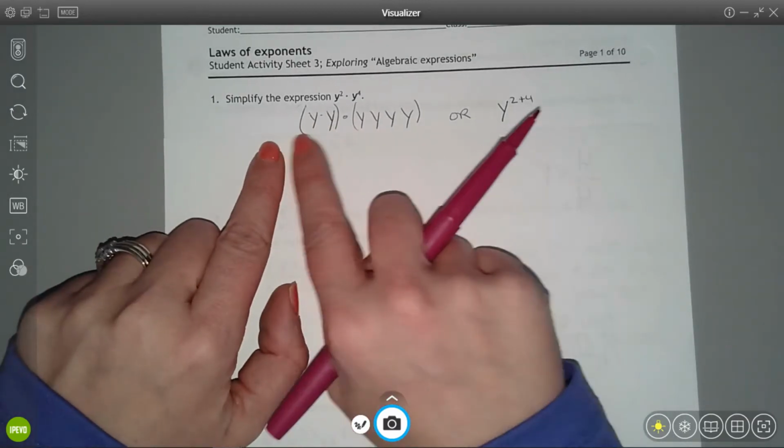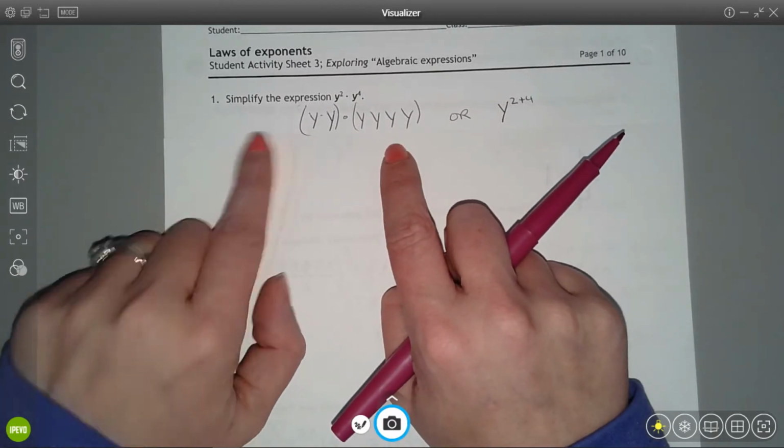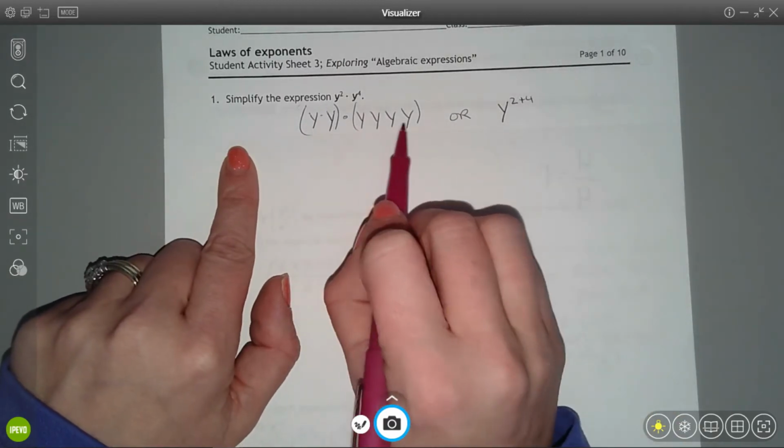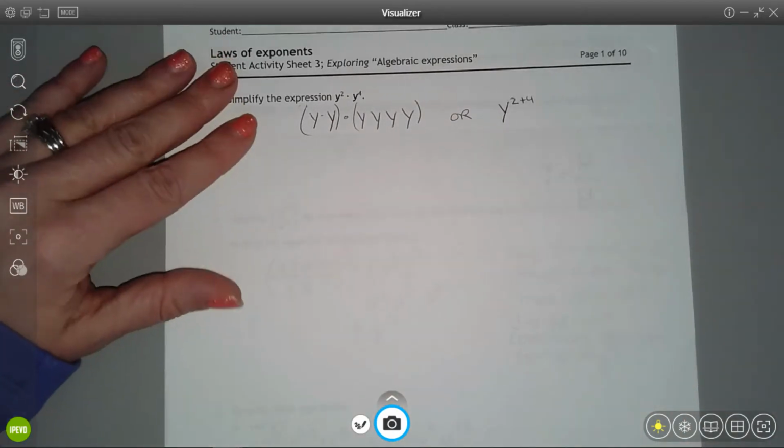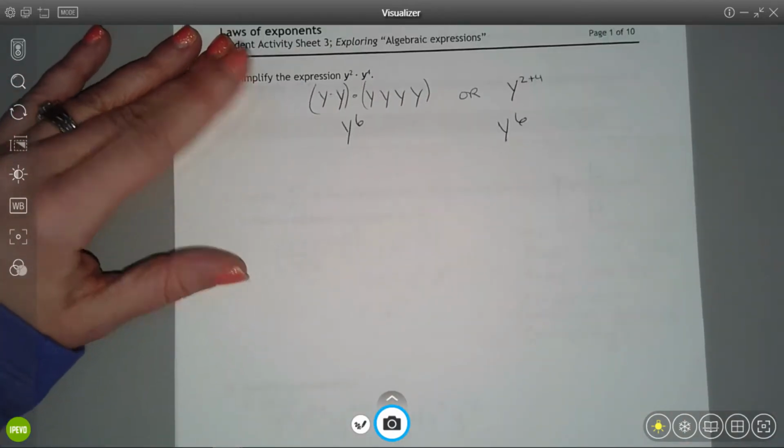Okay, well, we just did this. The only difference was that my y was a number. How many y's are being multiplied to each other here? Add them up, and we get y to the sixth.